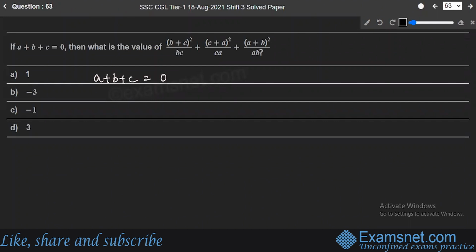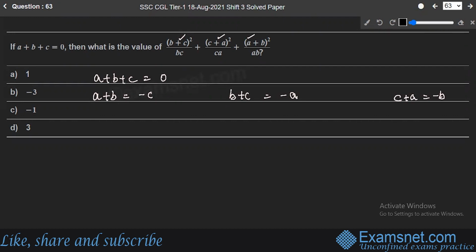So you are given this, right? First of all, I'll take out, because in the question you have b plus c, c plus a, and a plus b. So I'll calculate the value of all of them one by one. First of all, a plus b is equal to minus c. Also, b plus c is minus a, and c plus a is minus b.